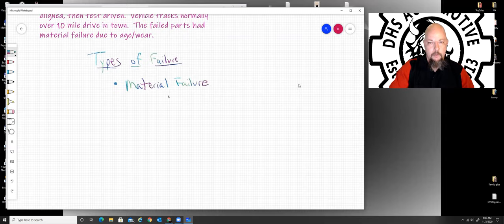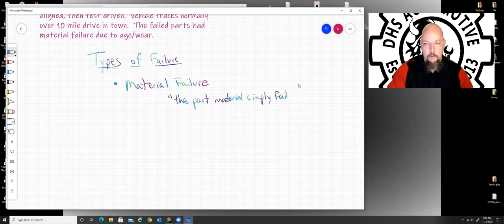This is the part material simply failed all by itself due to age and wear typically, okay? Or some level of structural fragility or something like that, all right? This means that nobody caused it, nobody neglected it, nobody did anything to it, and through normal use, it failed, okay? This is the simplest kind of failure, and it's just stuff happens, okay?